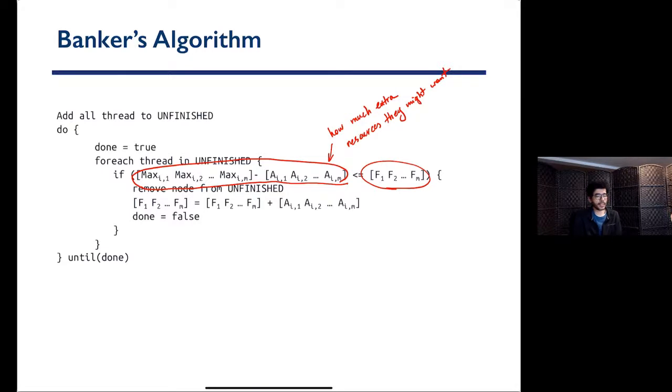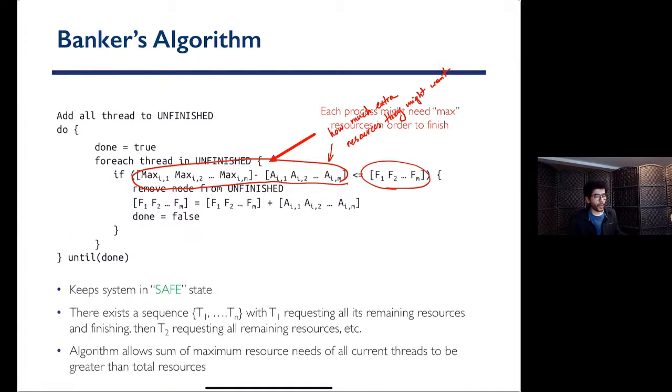And then the rest of it is similar to the deadlock detection. And if this terminates with this unfinished set being non-empty, then I'm in trouble. So deadlock could happen. So this Banker's algorithm can say if a state is safe or unsafe, right?